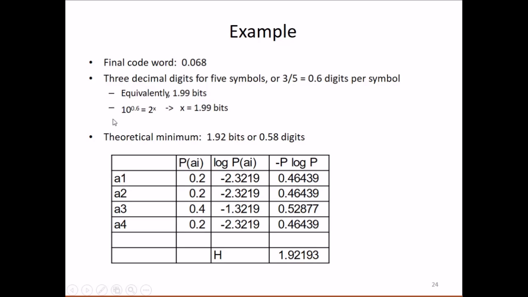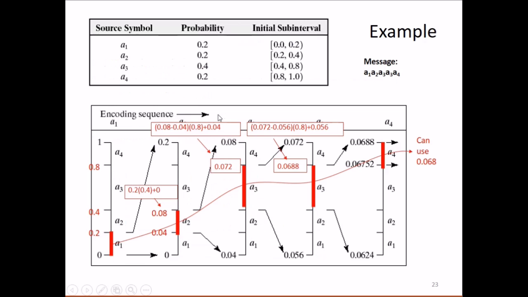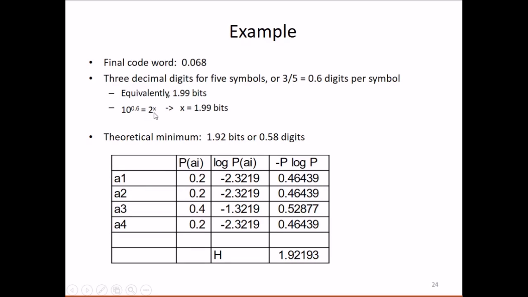Okay, that is 10 to the power 0.6. We will use this 0.6, and 10 to the power 0.6 is equal to 2 to the power x, that is x equal to 1.99. This is how we get this value. And if you want to find out the theoretical value, take these values, minus p log p, and add them. This is a theoretical value, 1.92 or 0.58 digits.